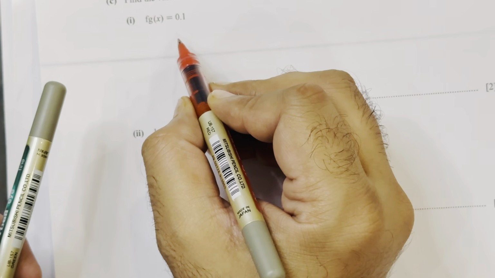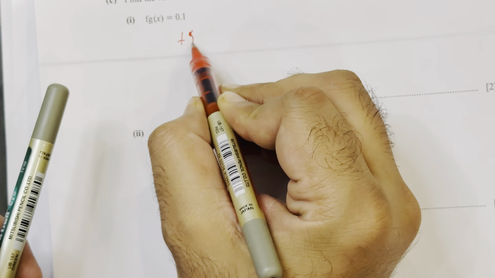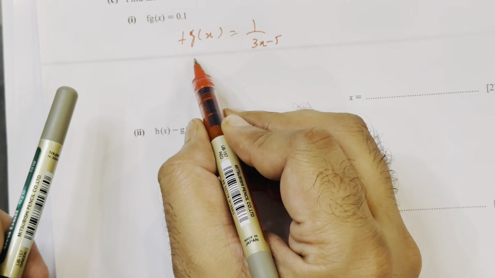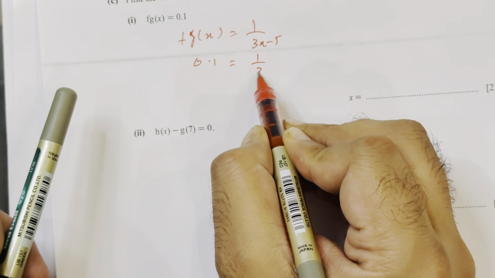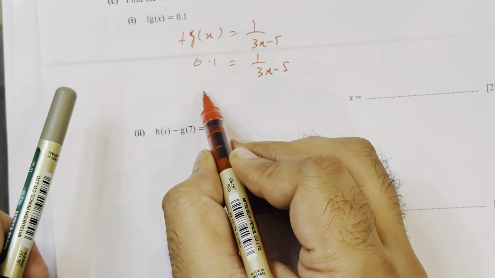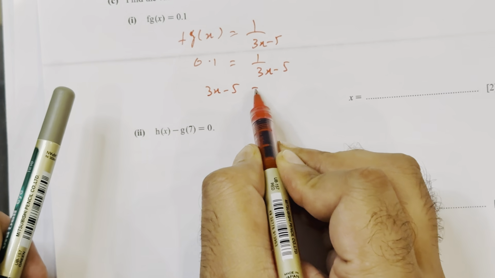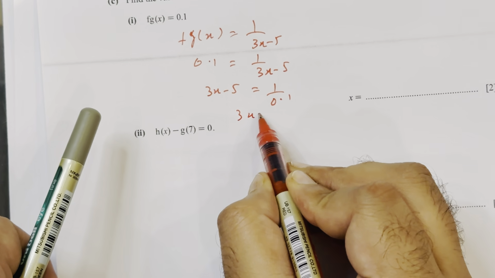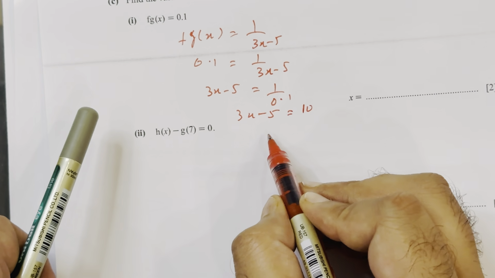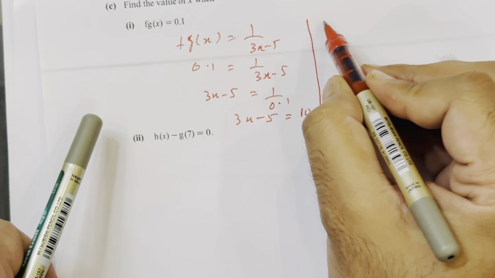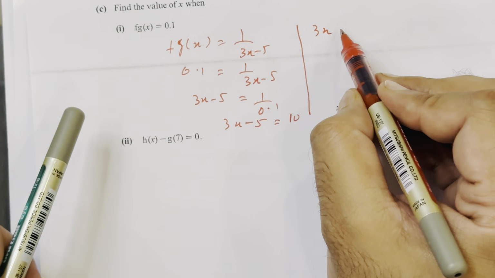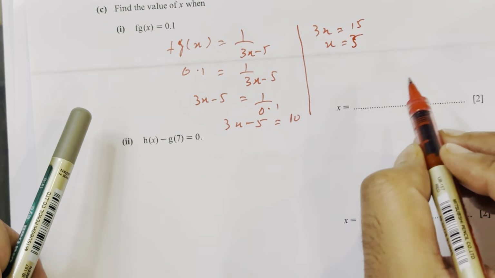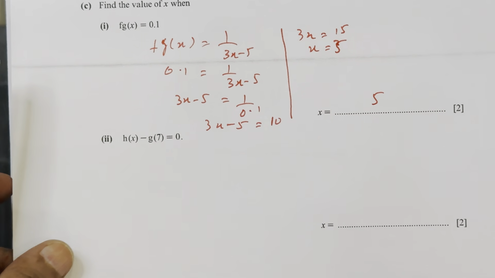So it would be like that, f of g of x is equal to 1 over 3x minus 5, and put this value equal to 0.1 is equal to 1 over 3x minus 5. Then cross multiplying, 3x minus 5 is equal to 1 over 0.1. 1 over 0.1 would be equal to 10, so 3x minus 5 is equal to 10, and then 3x would be equal to 15. Then the value of x is equal to 5. 15 over 3 is 5, so the value of x is 5.